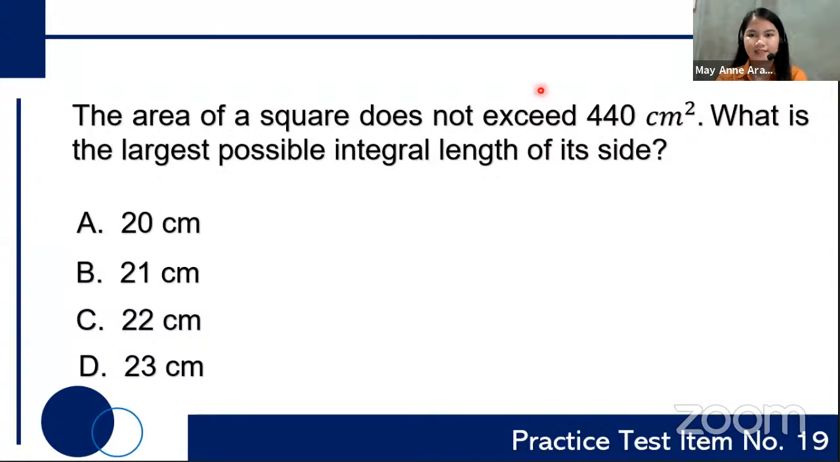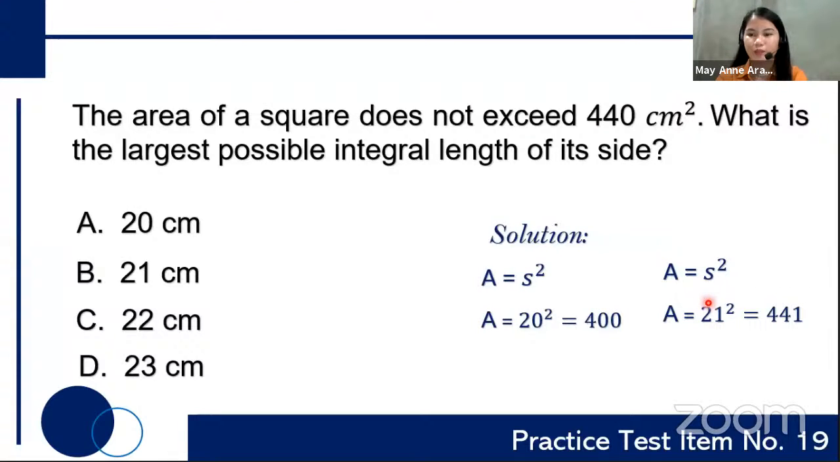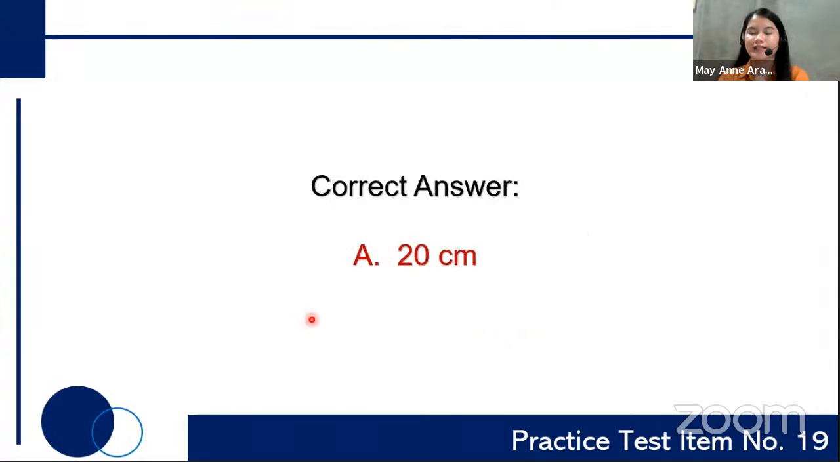Okay. The correct answer is letter A, correct. Kasi 21 multiply 21, so 441 na agad yun. So nag-exceed na siya ng 1. Eh, how much more yung 22 and 23, diba? So, that's why our answer here is 20 centimeters or letter A.